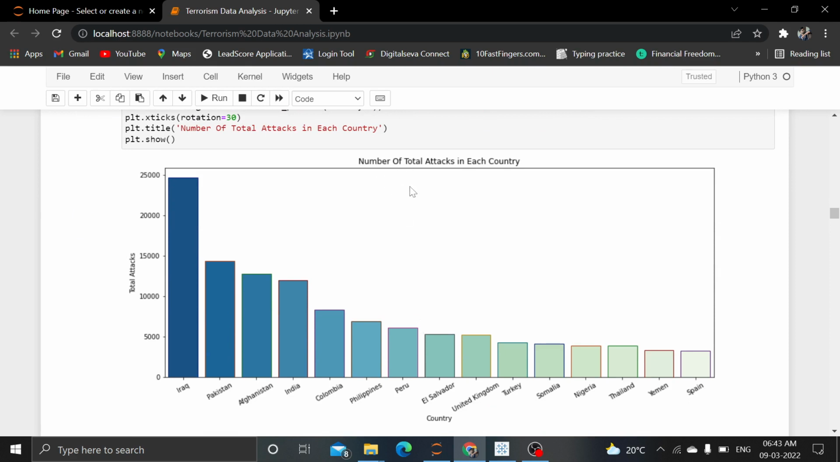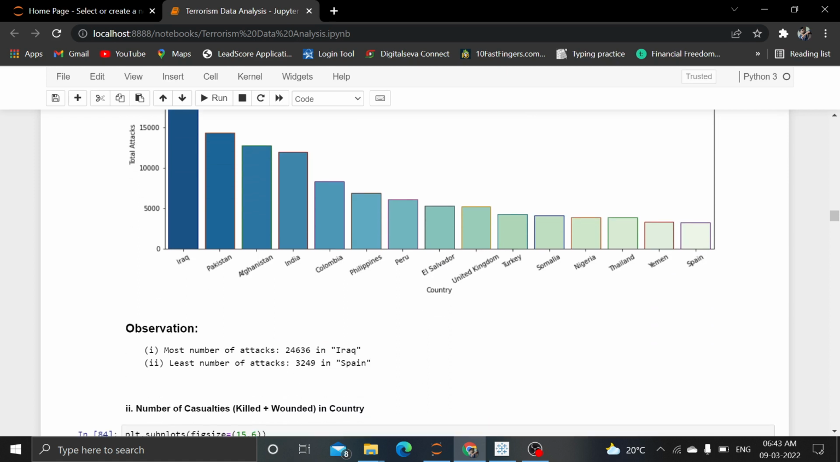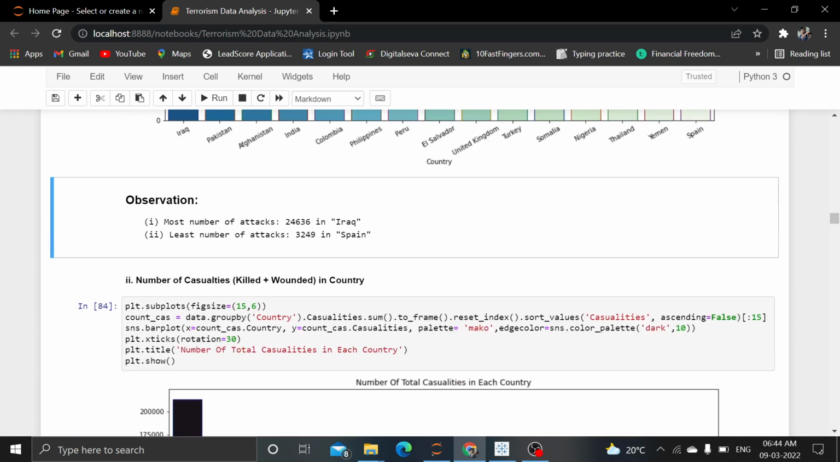This graph shows the number of total attacks in each country. Iraq is the most affected country, in which terrorism is actively growing, followed by Pakistan, Afghanistan, and India. You can see that in Iraq, 24,636 terrorist activities have happened.